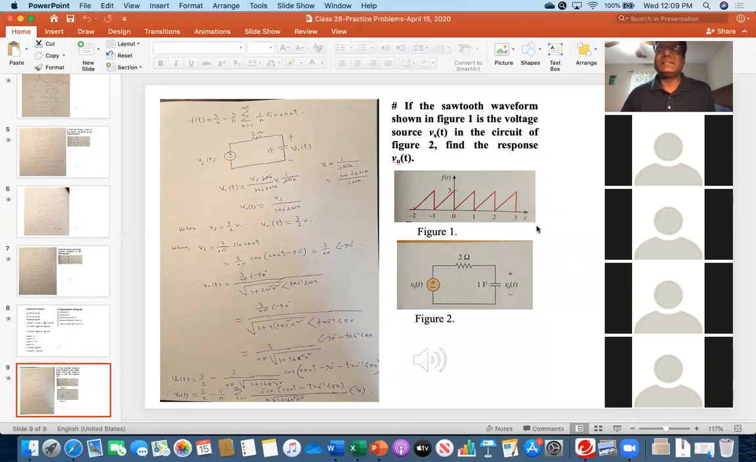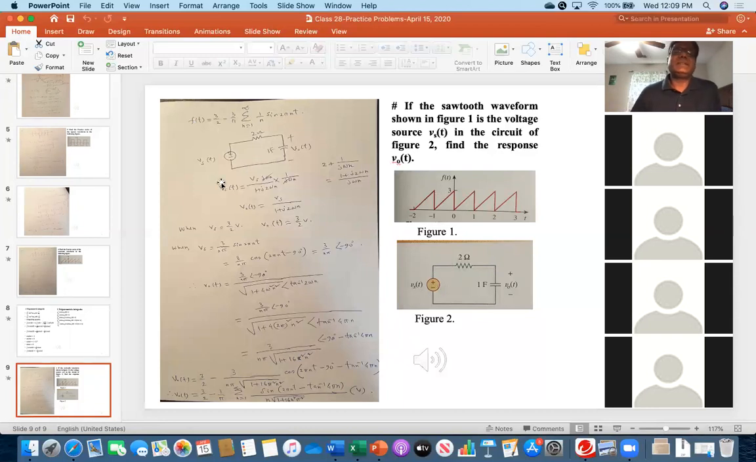In this circuit, there is a 2 ohm resistance and 1 farad capacitance, and the input is Vs(t). The statement says that this sawtooth waveform is applied as Vs(t). As you can see, we just solved this problem in the previous slide. So first you have to make the Fourier series, which we just did. On top I have written the function that I got, 3 by 2 minus 3 by pi summation n equals 1 to infinity of 1 over n, that function, from the Fourier series.